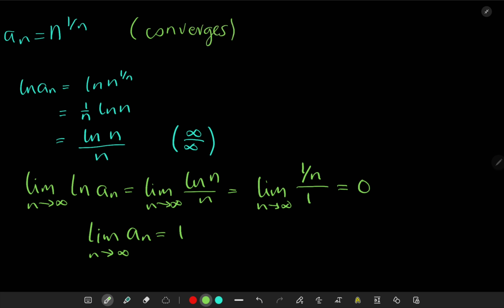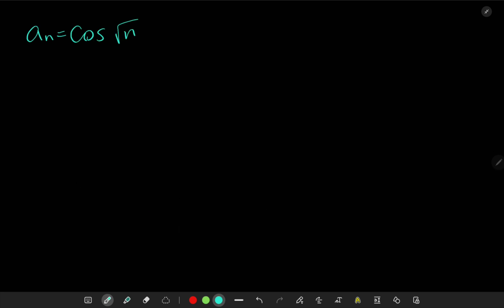All right, let's do an example of one that possibly could diverge. So let me look for an example. All right, so let's look at this one, for example. So we would look at the limit as n goes to infinity of a_n. Since we have a function that defines it, we can do the limit as n goes to infinity of the cosine of the square root of n.